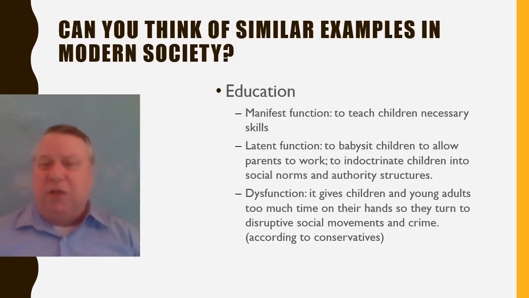Now, again, think about modern society. What about education? Now, the manifest function of education is to teach children necessary skills so they can survive in society. But there may be latent functions also: babysitting, making sure children are taken care of so their parents could work, maybe indoctrinate children into social norms and authority structures so they're ready to participate in the workforce. You could also maybe say there are dysfunctions. Maybe it gives children too much time, so they become criminals sometimes, or they turn to social movements. They want to change the world.